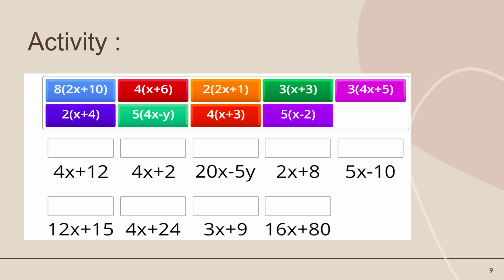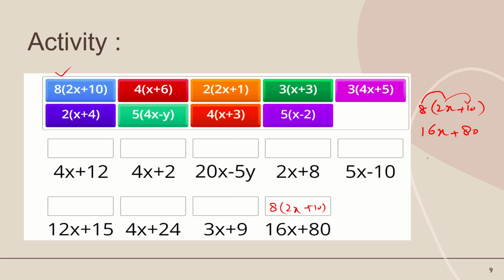Now this is an activity. Through this activity we will learn how we can solve the bracket. First I will solve only 1 or 2. The rest of the brackets we will solve as a home task. First one is 2 times x plus 10. Multiply this number with both the numbers present in the bracket: 2 times x is 2x and 2 times 10 is 20. So this is the correct option.